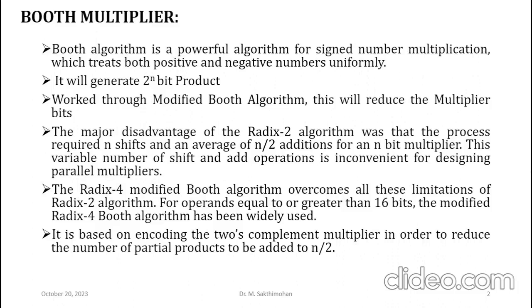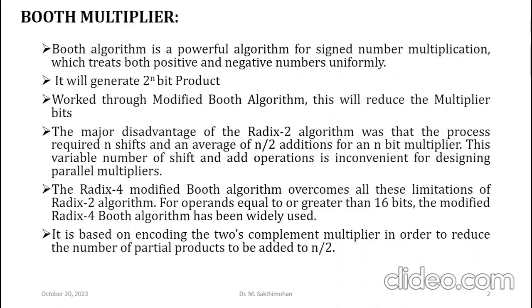The Booth algorithm is a very powerful algorithm for signed number multiplication, that is, positive as well as negative number multiplication. It treats both positive and negative numbers uniformly, and it generates 2n bits of product for the n-bit inputs. It works through the modified Booth algorithm, and this will reduce the multiplier bits.